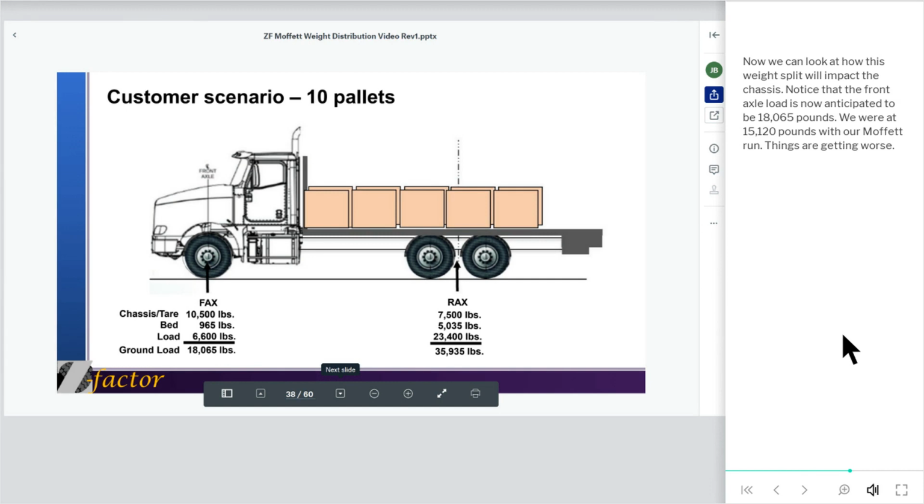Now we can look at how this weight split will impact the chassis. Notice that the front axle load is now anticipated to be 18,065 pounds. We were at 15,120 pounds with our Moffett run. Things are getting worse.